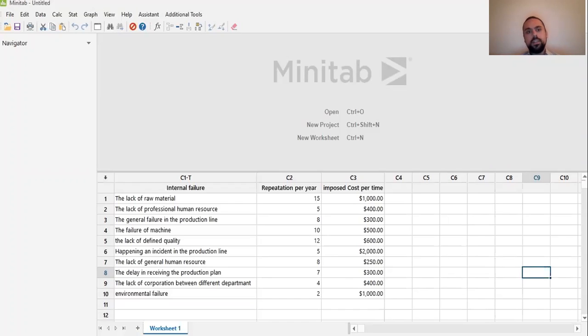And the third column is about the imposed cost of that failure. For instance, each time we suffer from the lack of raw material, $1,000 is imposed on the company. It means that each time we don't have raw material, what damages us financially is $1,000. So we enter three types of information: internal failure, repetition per year, and imposed cost per time.